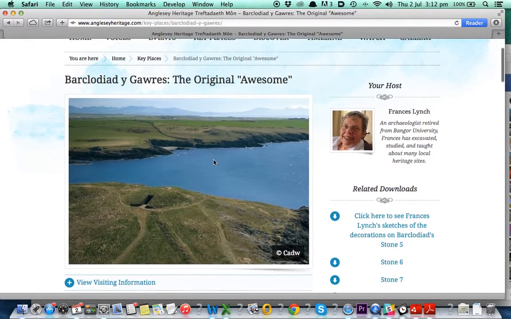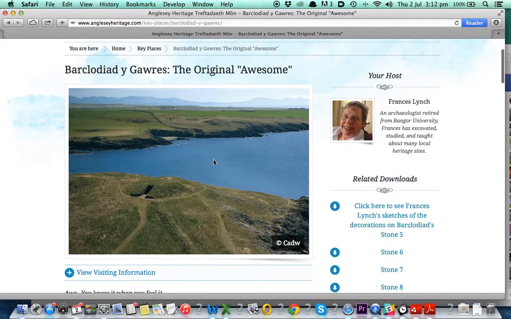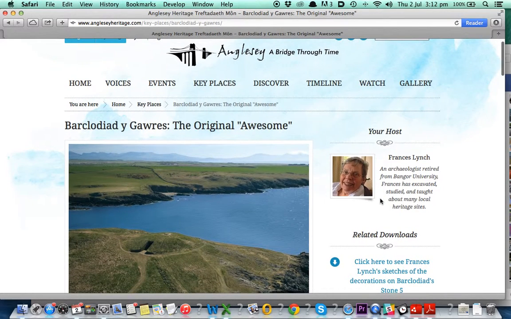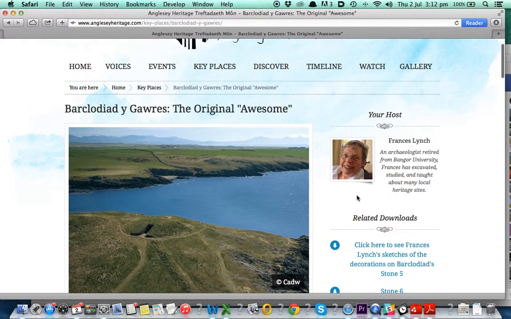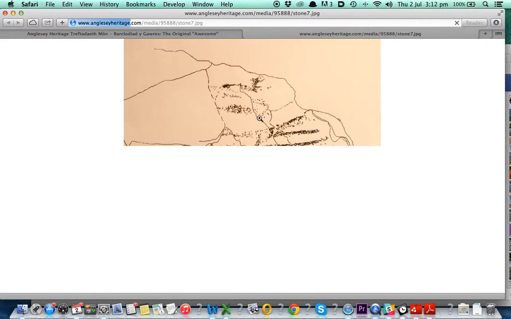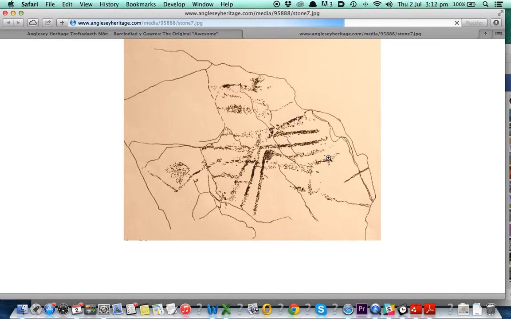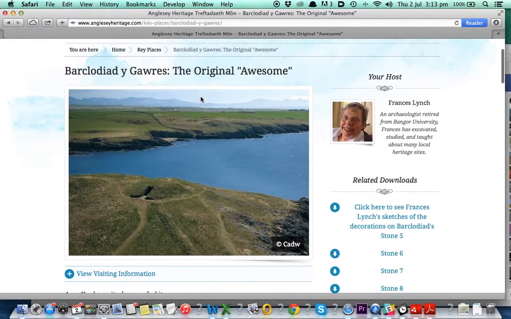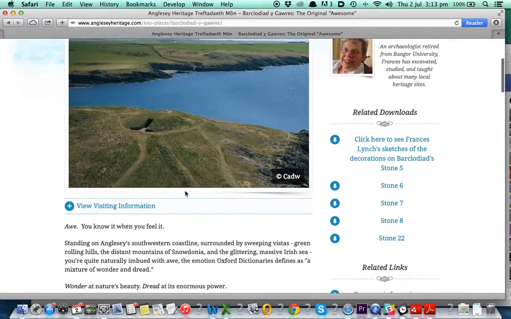Bartholomew, that's the next one of the 10 that the researcher wrote for the website. Hosted by an archaeologist who's retired from Bangor University, Frances Lynch, or Frances Llewellyn Lynch, she often went by that name. And these are sketches that she made professionally as a professional archaeologist and donated to the website, and they illustrate the rock art that's inside this burial mound.